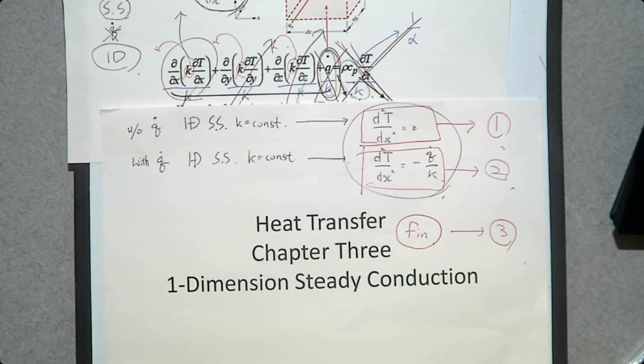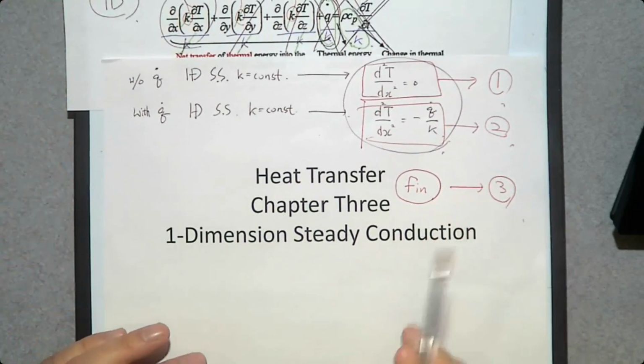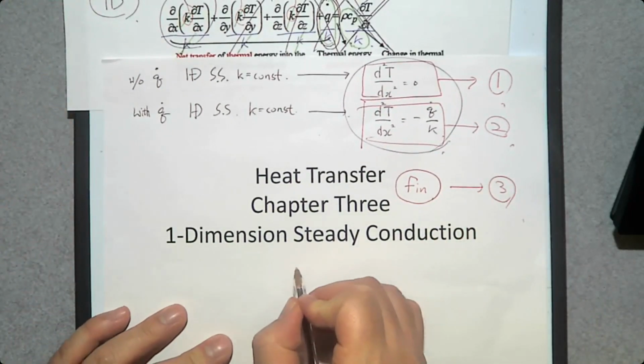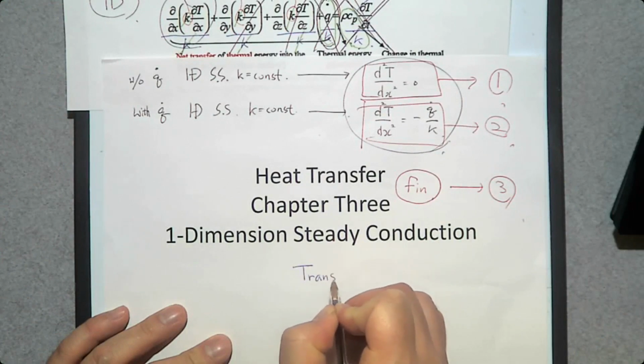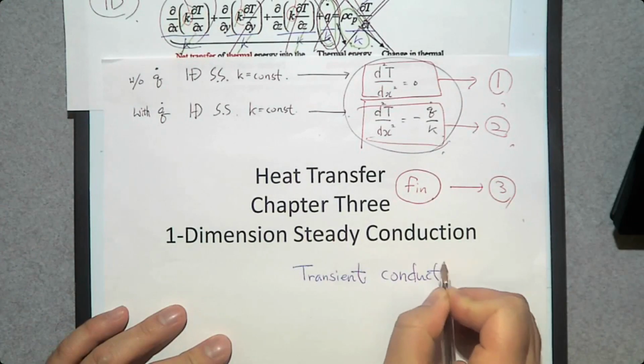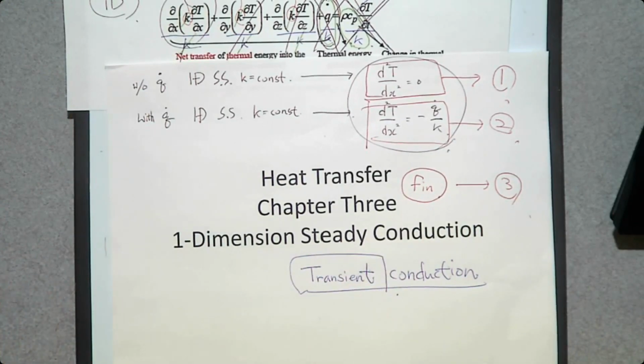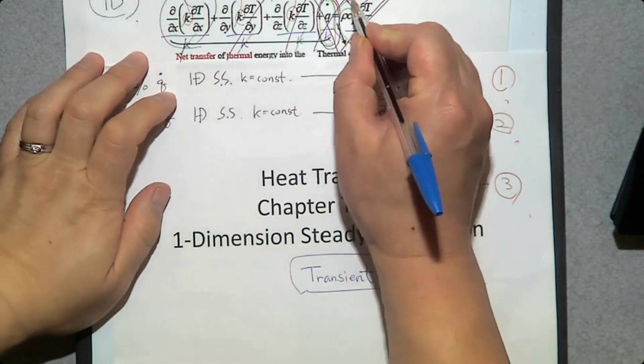And in chapter 5, we are going to study transient heat transfer, transient conduction problem. So what is transient conduction problem? Heat transfer depends on time. So what is the time dependent term on the heat equation on top? The one on the right hand side.